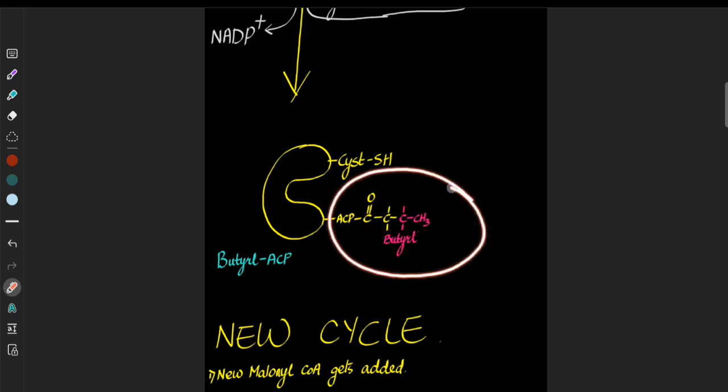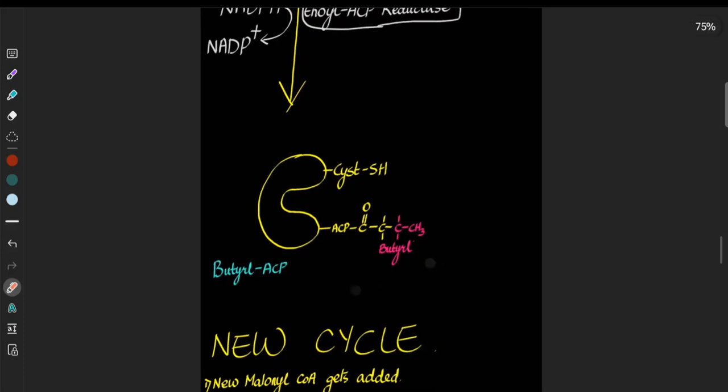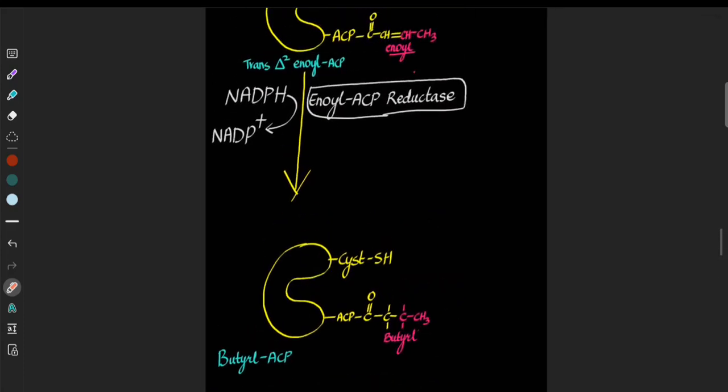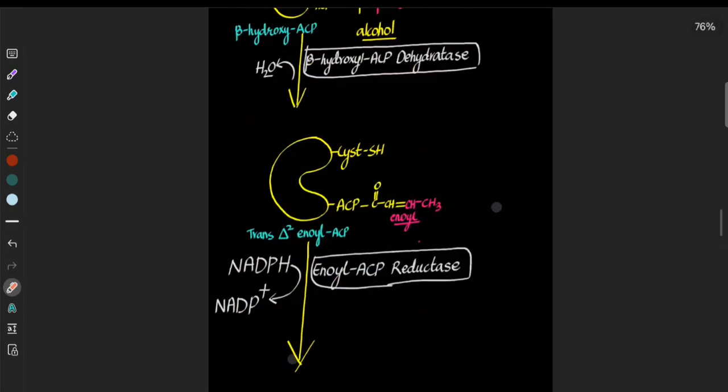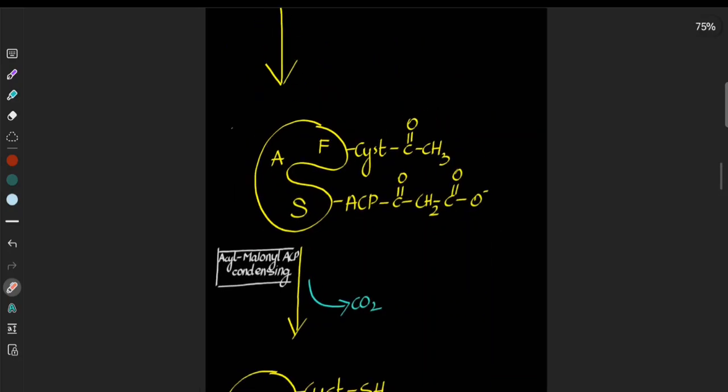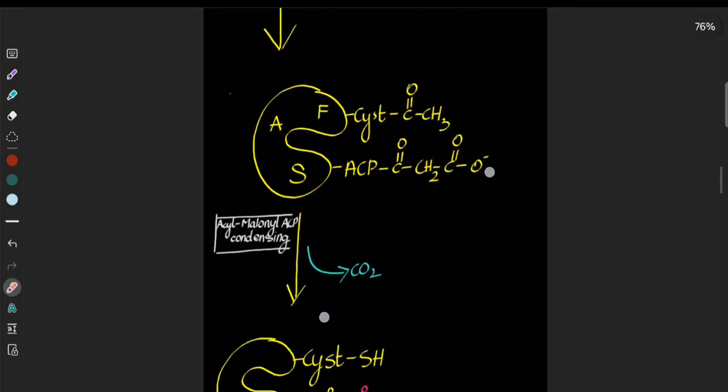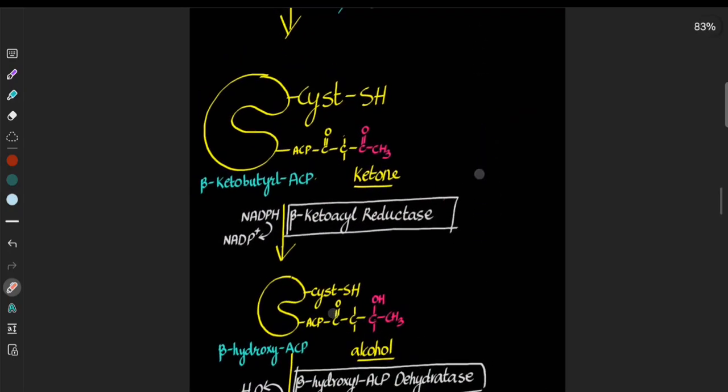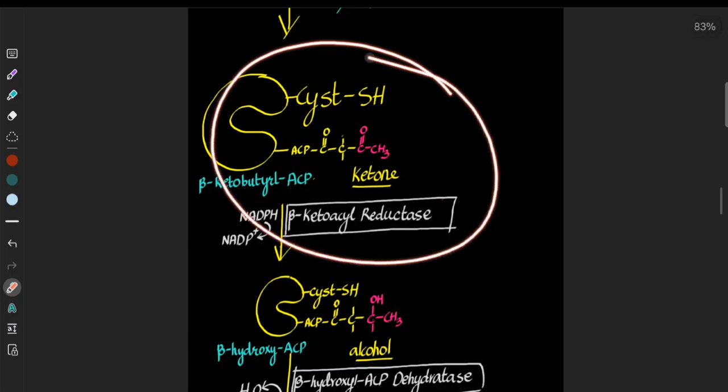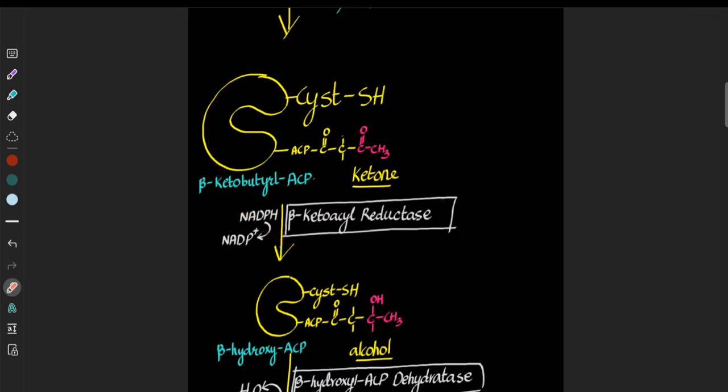Now this is one cycle that we have decided right now. If I just have to show you where was the condensation? Okay, so this was the condensation reaction where everything was coming together. That means the acyl group in the cysteine was coming together with the malonyl group, right? And then they were forming a compound something like this.